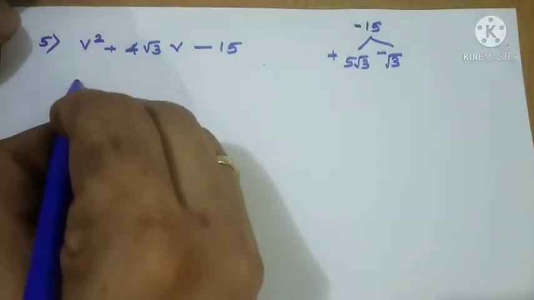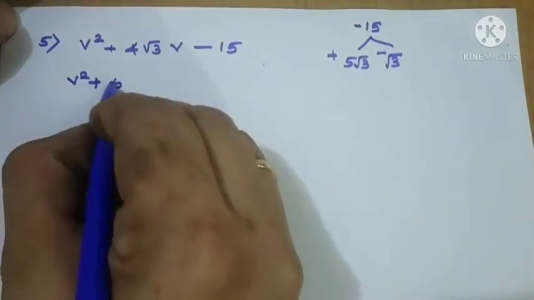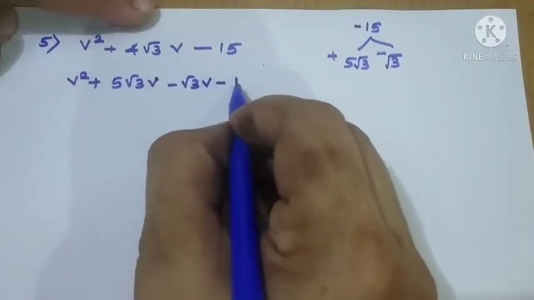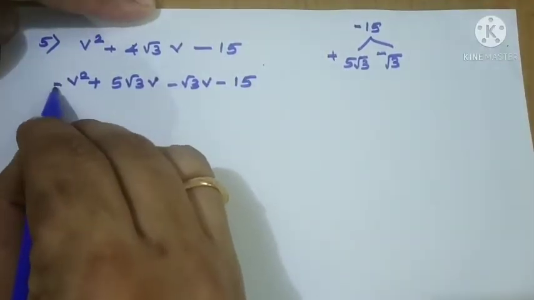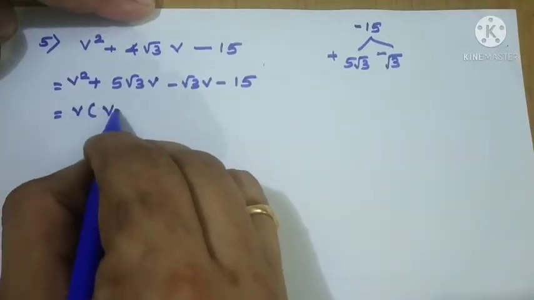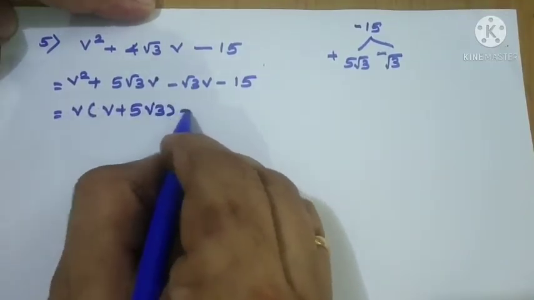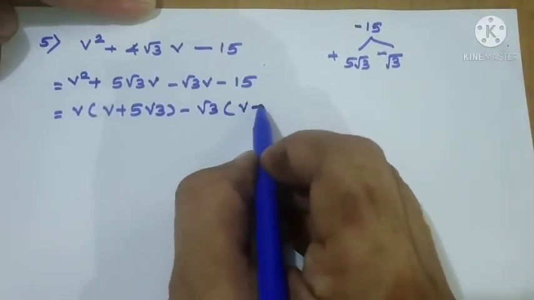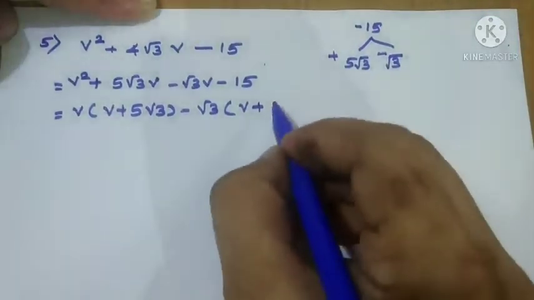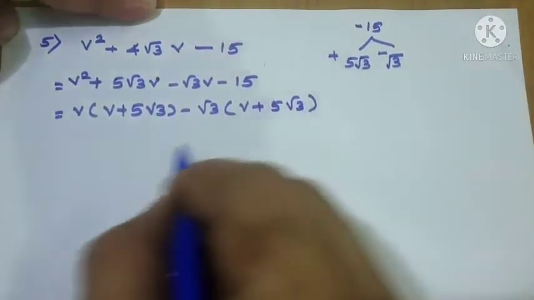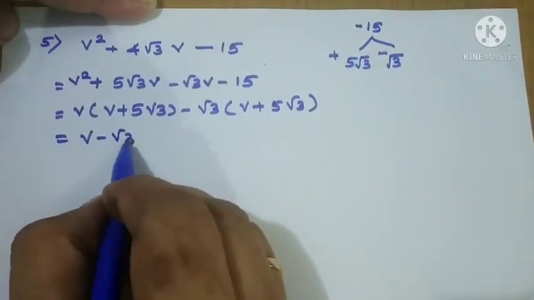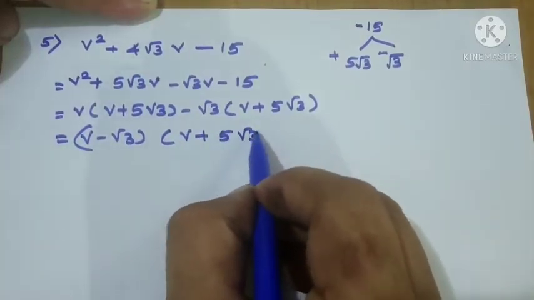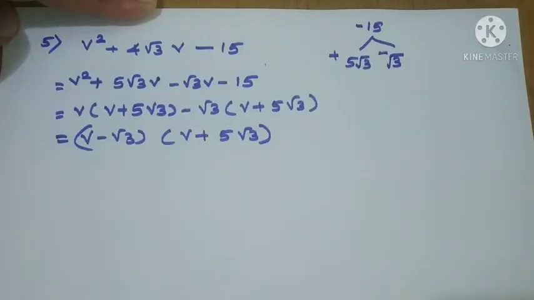Now we will get here v square plus 5 root 3v minus root 3v minus 15. So what is common here? v into v plus 5 root 3, minus, what I can write, root 3 is common here, v plus 5 into root 3. So v minus root 3 into v plus 5 root 3. So now we got a factor form.